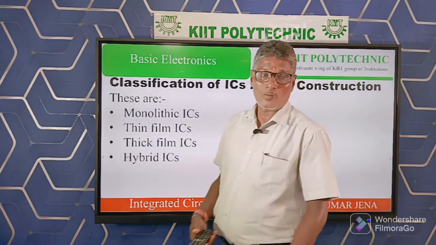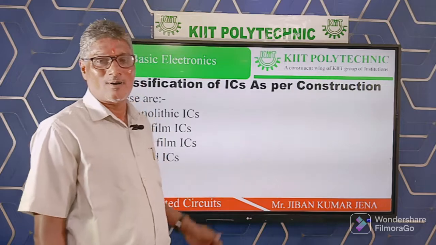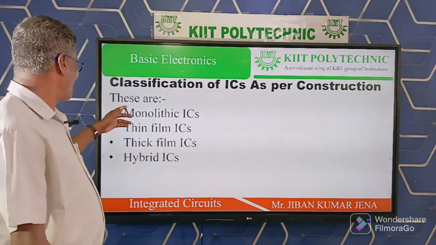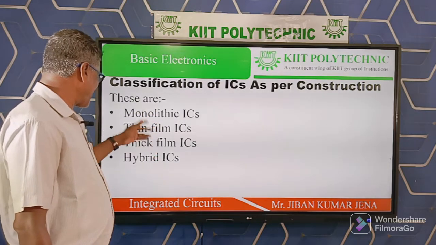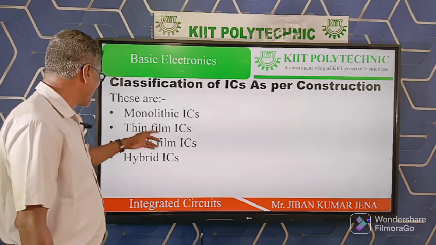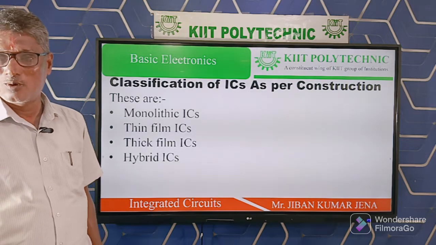Okay, my students, any doubt? Look at the chalkboard. According to the construction, ICs can be classified into four types, that is monolithic, thin film type, thick film type, and hybrid. Any doubt?